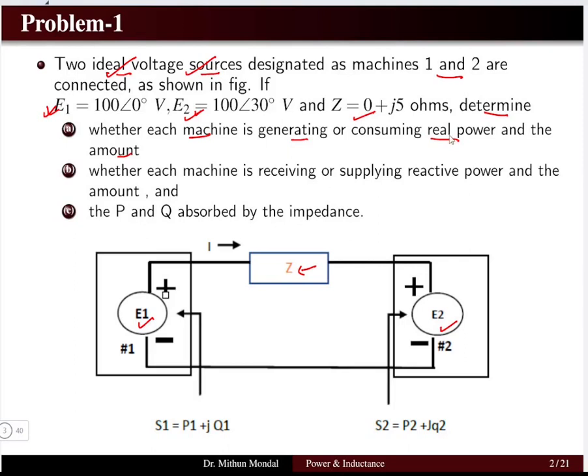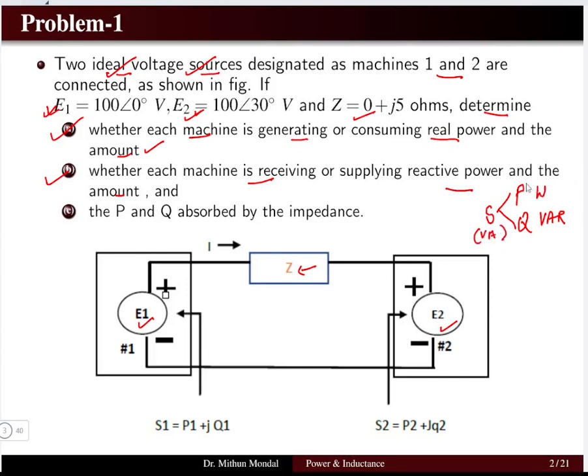And then we have to say what is the amount of the power which is being consumed or delivered by the machine. Second part, whether each machine is receiving or supplying reactive power, and the amount. As you know, and as we are going to discuss in this lecture also, the complex power S is basically divided into two categories: the real power and the reactive power. So the complex power S will have two components: the real power, whose unit is watt, and the reactive power, whose unit is volt ampere reactive, whereas the complex power unit is volt ampere.